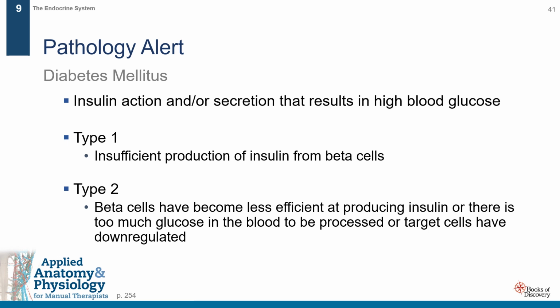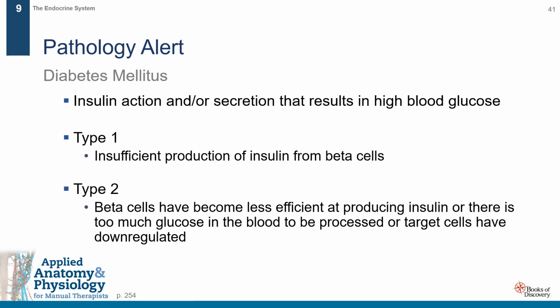Type 2 diabetes represents the remaining 90% to 95% of all cases, in which insulin production may or may not be an issue. In some people, a long-term diet high in simple sugars and carbohydrates has overwhelmed the pancreas, causing the beta cells to become less efficient at producing insulin.